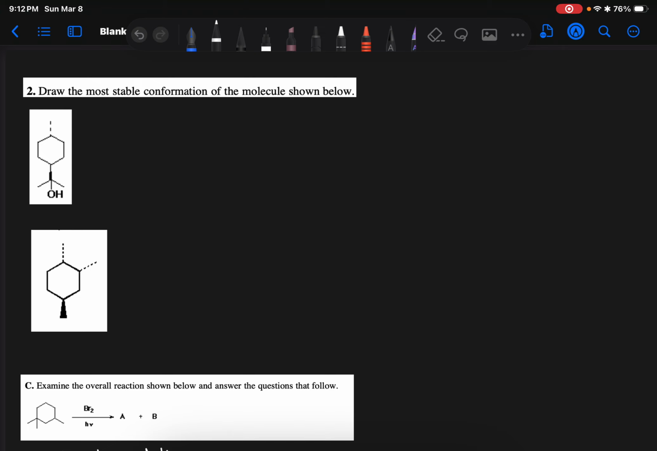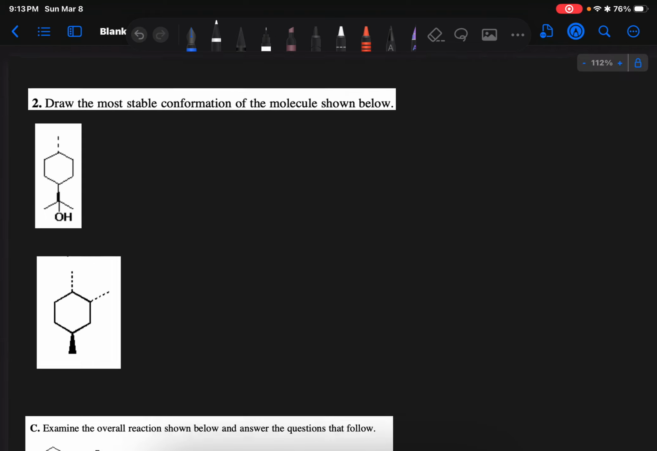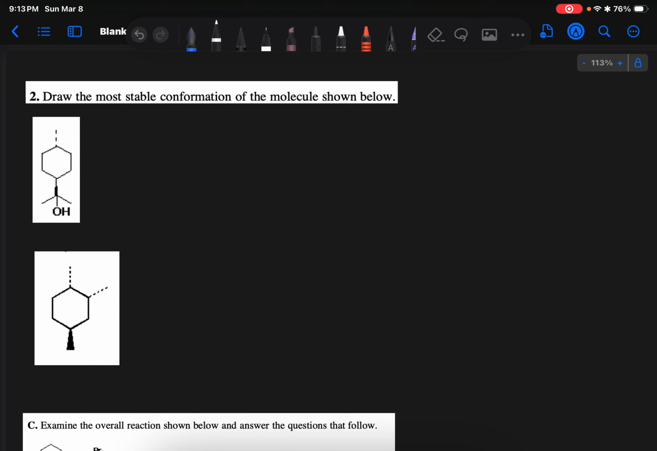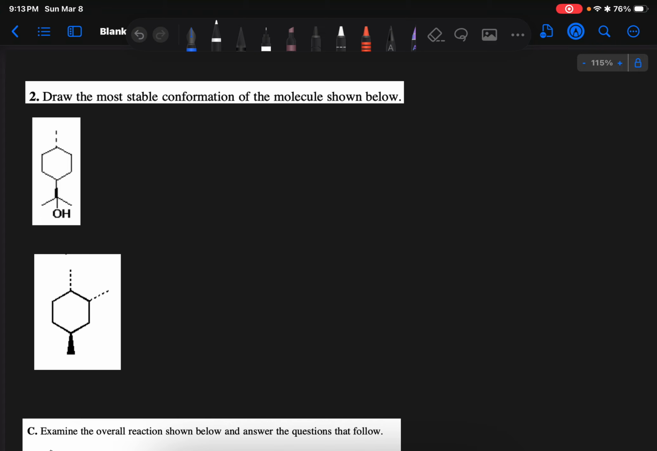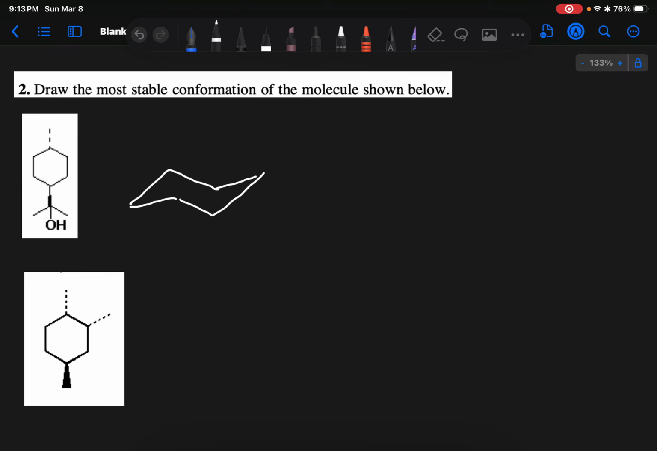So first thing here we have is a question just asking us to draw the most stable conformation of the molecule shown below. So currently we have them in this kind of structure, but we want to get them into chair conformation. So yeah, I guess we'll just get started with the chair conformation. So first thing here is just to draw a chair conformation. I'm not really good at drawing these. These are low-key annoying to draw. But here we have the chair conformation.